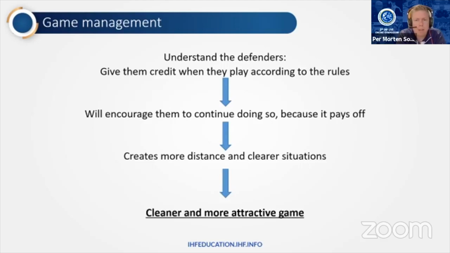And this might very well also reduce the number of suspensions in a match, where the defenders understand that here it pays off to play according to the rules. What do you think about this as a coach, Michael?